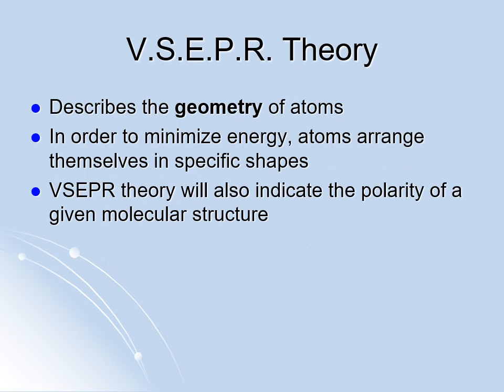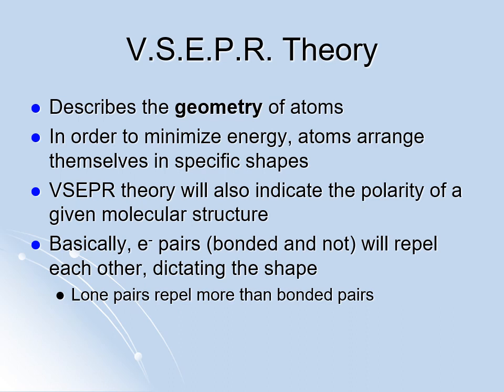VSEPR theory describes the geometry of atoms. In order to minimize energy, those atoms are going to arrange themselves in a particular way, and that's what VSEPR is all about, is figuring out that particular way, those shapes. VSEPR theory is going to indicate the polarity of the molecule, because once we know how the atoms are arranged, we can figure out what sort of difference in electronegativity they have, and therefore be able to predict the polarity of a molecule as well.